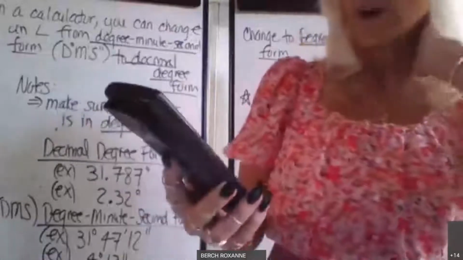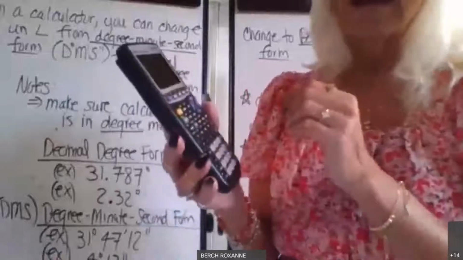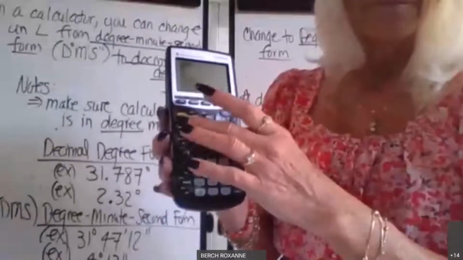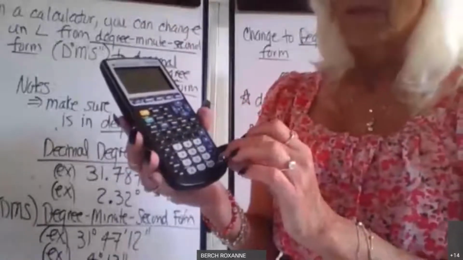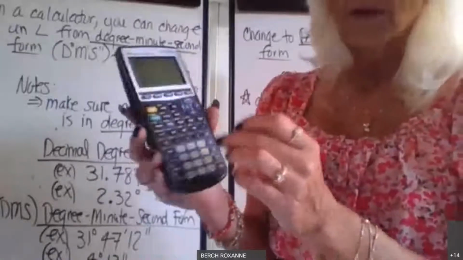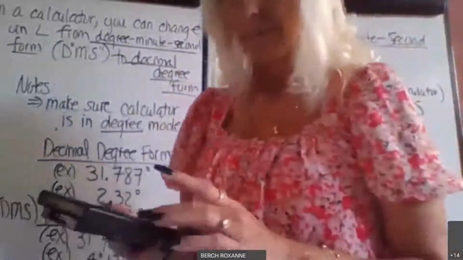Now, in a minute, we're going to need to know where seconds is. So seconds is on the green level. So you see the alpha, the green? If you go to alpha plus, see the little tick marks for seconds? So alpha plus will give you the seconds, which you're going to need in a minute.